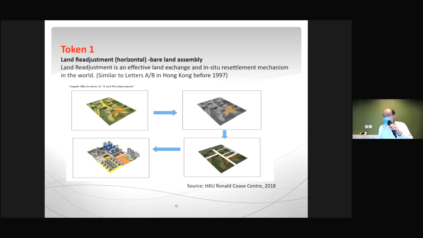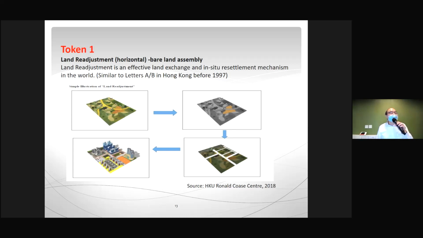In the New Territories, the land is scattered among many different owners. So how can we combine all the land into one single lot? In the past, before 1997, Hong Kong used the letter A/B system. But after 1997, we do not have the letter A/B system. So after 1997, we do not have new towns. So we need to reactivate this mechanism.